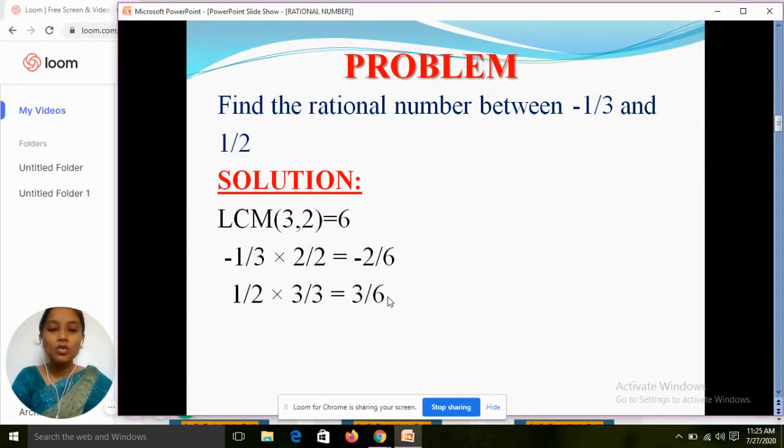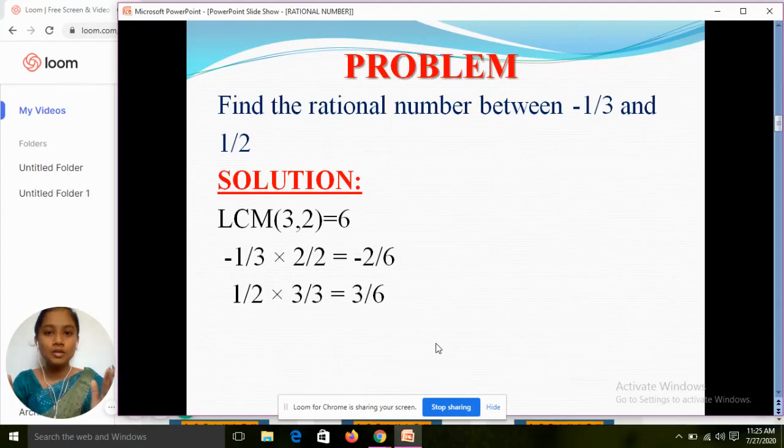Yes. So now you can observe that we got 6 in both denominators, so it will be easy to compare the numerators, that is minus 2 and 3. Now just recall the number line. You will get minus 2 on the left side of 0 and 3 on the right side of 0.